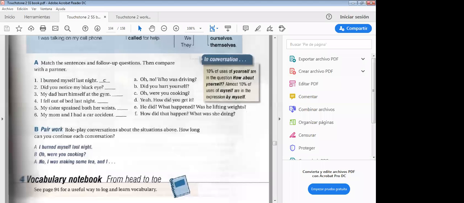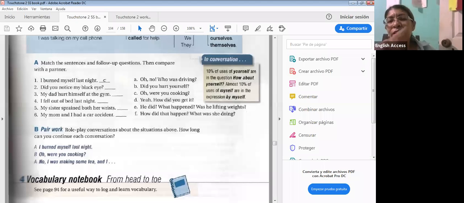My dad hurt himself at the gym. He did. What happened? Was he lifting weights? He did exercise. Okay, pay attention to the last question. Was he lifting weights?